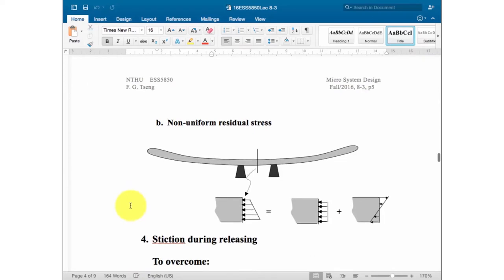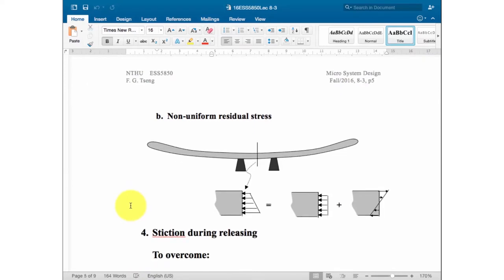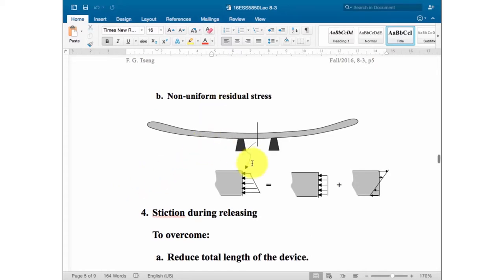Now we consider the final case, the non-uniform residual stress occurring in the beam. Not only uniform stress, for example compressive or tensile stress, but also stress that is not uniformly distributed along the surface. For example, if we have more compressive stress on the bottom than the top. After you release the beam, this kind of stress can be considered a combination of two different kinds of stress.